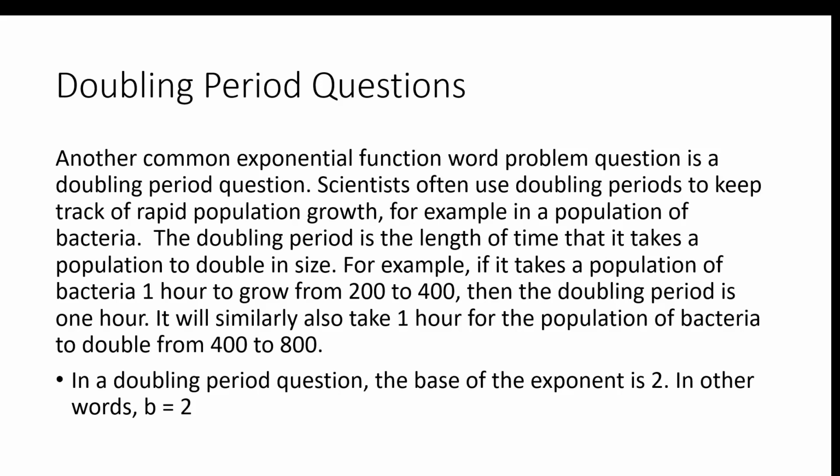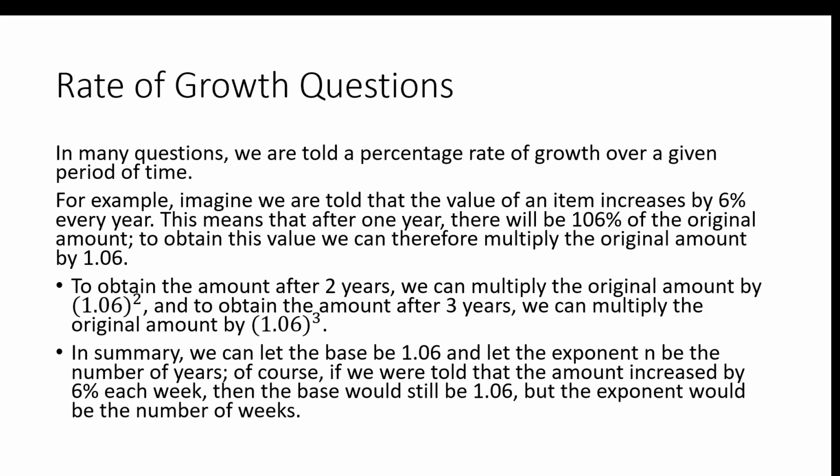It will similarly also take 1 hour for the population of bacteria to double from 400 to 800, 1 more hour to double from 800 to 1600, etc. In a doubling period question, the base of the exponent is 2. In other words, B equals 2. We also have other rate of growth questions. In many questions, we're told the percentage rate of growth over a given period of time.